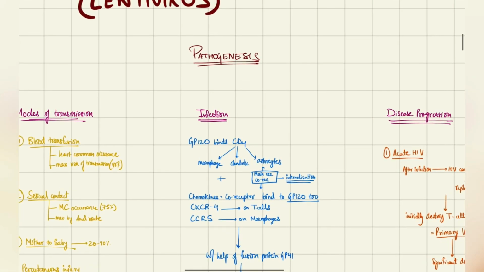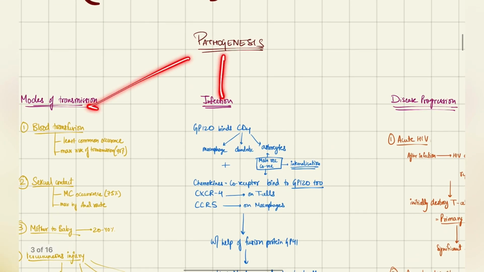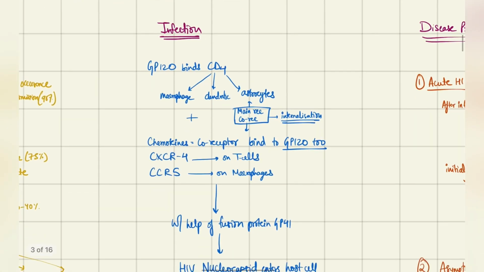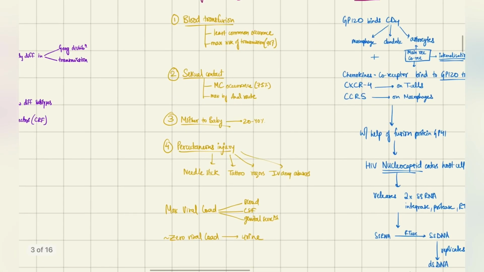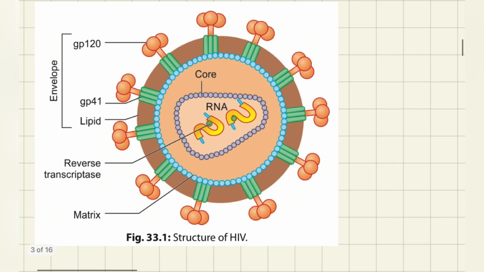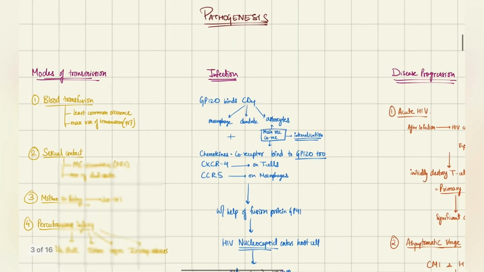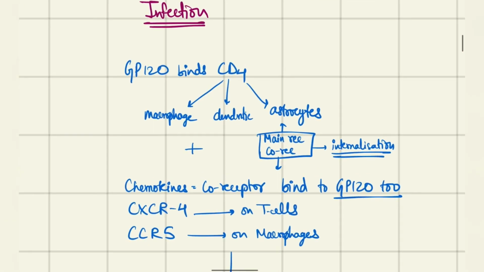Okay, good. This was part of the pathogenesis. Coming to the infection, how it is spread, the real pathogenesis, the cycle. First, the gp120, this was the gp120 spike. First of all, gp120 will bind on the host cell. How? gp120 binds on the CD4, which are present on macrophages, dendritic cells, astrocytes.